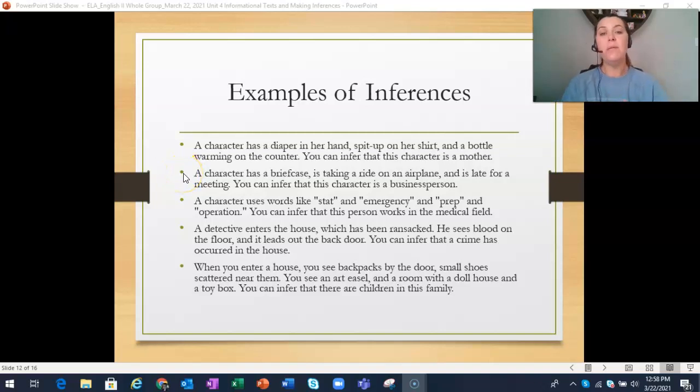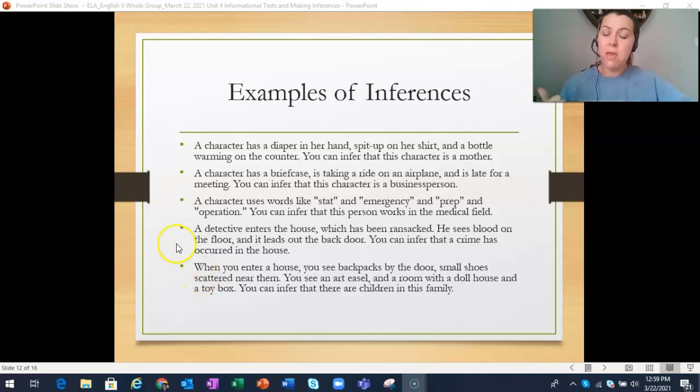Okay, a second example. A character has a briefcase. He's taking a ride on an airplane and is late for a meeting. You can infer that this character is a business person. We're using context clues to draw a conclusion. A character uses words like stat and emergency and prep and operation. By that vocabulary, we can infer that this person works in the medical field.